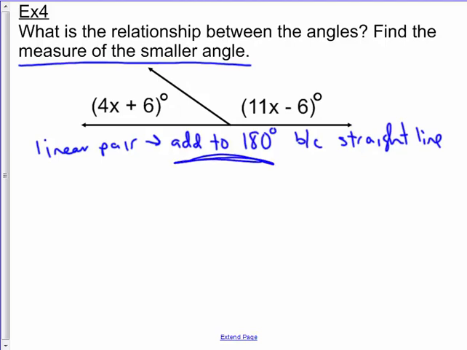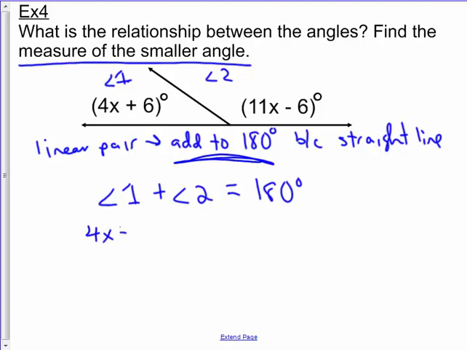So I want to find the measure of the smaller angle. Well, if they add to 180, I know that angle 1 plus angle 2 is 180 degrees. I'll label it angle 1 and angle 2 there. It doesn't really matter here. But I do know that they do add to 180. So I'm going to plug those in. 4x plus 6 plus 11x minus 6 equals 180.